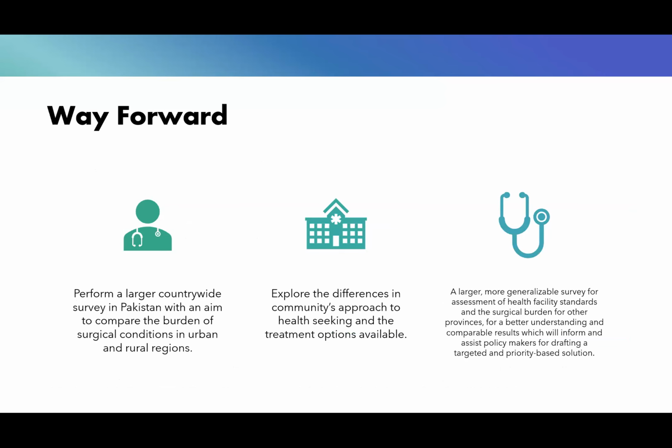So, the way forward. Based on our study, we can suggest that a way forward is to perform a larger countrywide survey in Pakistan with an aim to compare the burden of surgical conditions in urban and rural regions, explore the differences in communities' approach to health seeking and treatment options available, and a larger, more generalizable survey for assessment of health facility standards and the surgical burden for other provinces for a better understanding and comparable results, which will inform and assist policymakers in drafting targeted and priority-based solutions.